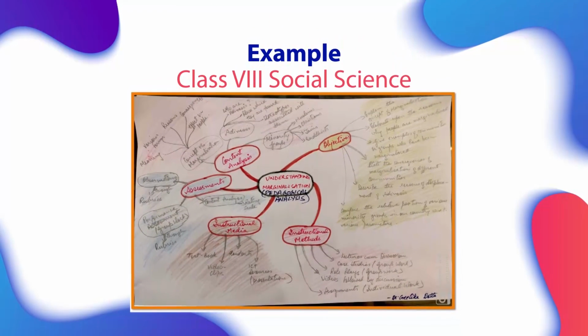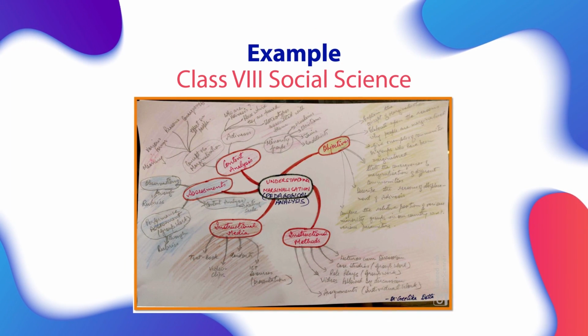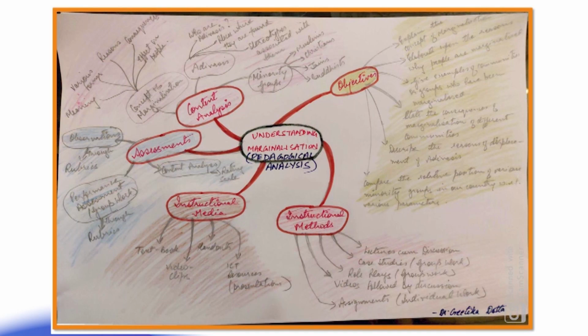This is an example from class 8 social science, one of the topics, that is understanding marginalization. So we can see all of the different components of pedagogical analysis shown here. We start with content analysis. The content is analyzed by way of different branches, and we can see that the concept of marginalization is there, then Adivasis are discussed in detail, and then minority groups and their relative position in society are also discussed. So these are the main subtopics, and then other topics are shown by subsequent chains.